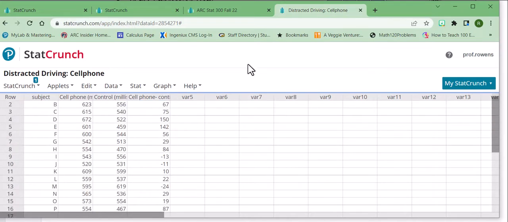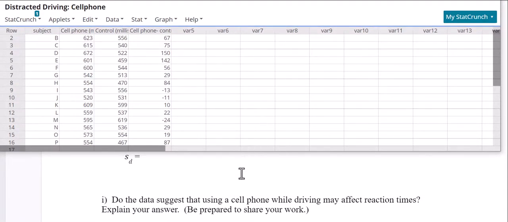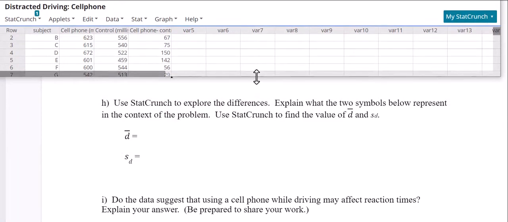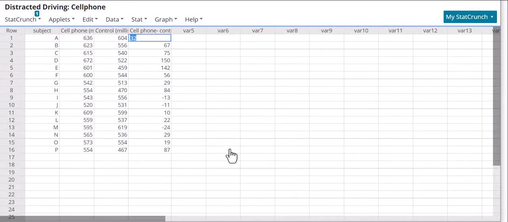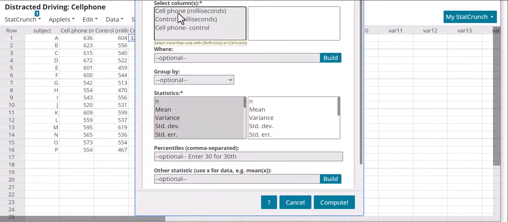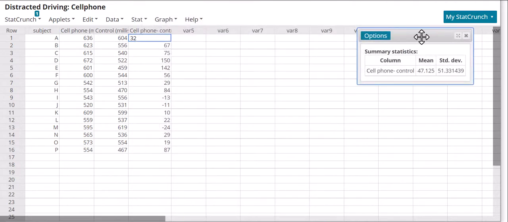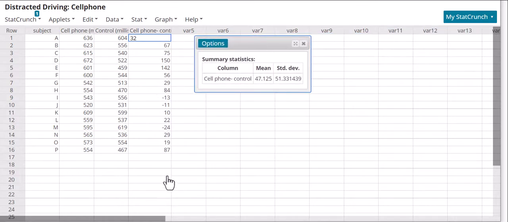And now we do our standard summary stats. Now we're going to use StackRanch to explore the differences. We want to find the mean in the new column and the standard deviation. So we're going to go into StackRanch, go to stat, summary stats, columns, and now we want cell phone minus control. We want to find the mean and the standard deviation, and compute. These are my summary statistics for the differences.